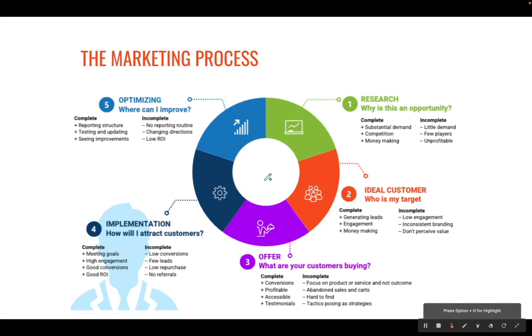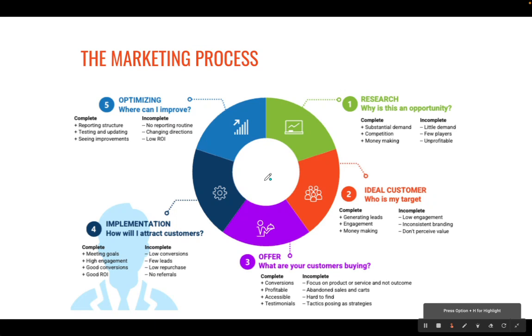First and foremost, this process is a lot like a recipe, right? You have to do every step, do it in order, move from one to the next. And if it's done correctly, you're going to get good results. So let's start with first things first. The first step is research.